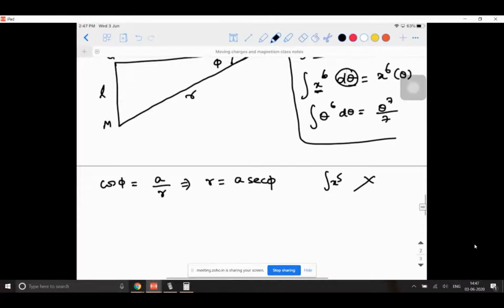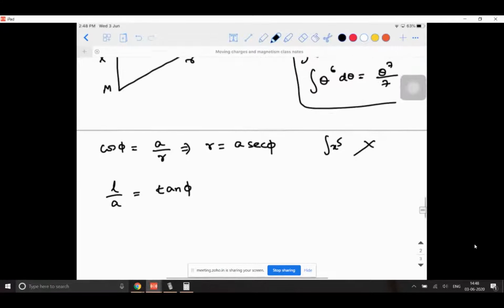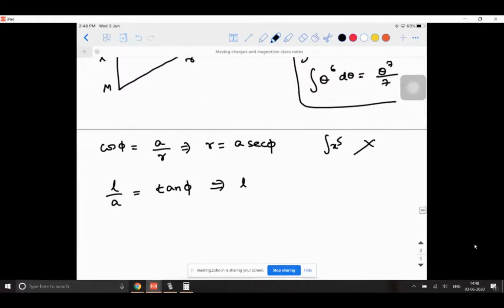Similarly, if I take the value of L divided by A, then what is it going to give us? It is going to give us tan phi. Observe, with respect to phi, L is the opposite and A is the adjacent. So L is equal to A tan phi. Right? I hope you are able to understand till this step. Now I will take these two as equation number 3.